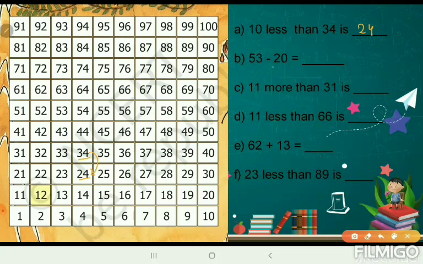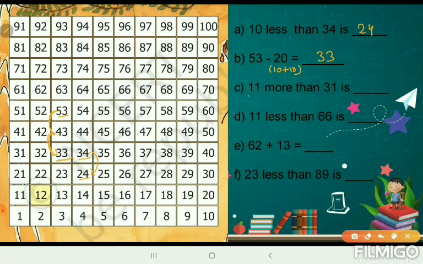53 minus 20. Now here 20 means 10 plus 10 makes 20, isn't it? So that means we are going minus, means less, going down. So going down by 2 steps. So where is 53? 53 is here. So you are going down 2 steps, 1, 2. That is minus 20. This one step is minus 10. Another step is another minus 10, means minus 20. So answer is 33.